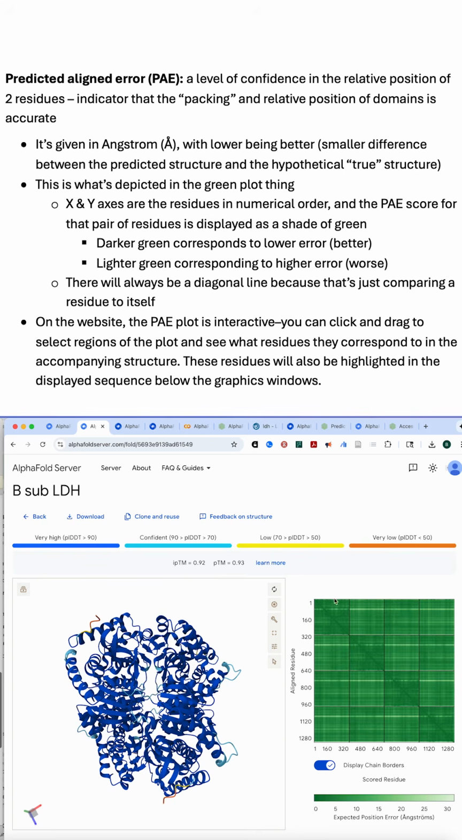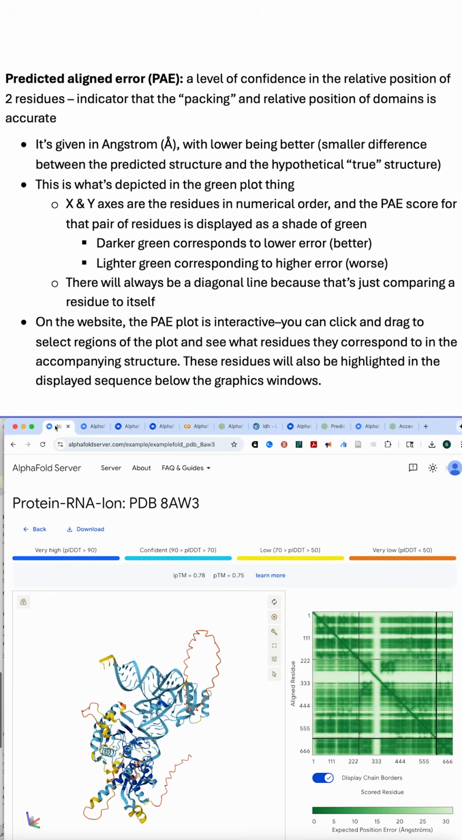Now let's talk about the elephant in this room, the big green thing over here. This is showing you the predicted align error, or PAE. This is a level of the confidence in the relative positions of two residues. It's an indicator that the packing and relative position of the domains is accurate. You want it to be dark green, and when you have areas that are lighter green, that's going to indicate that the relationship between two places is not very confident.